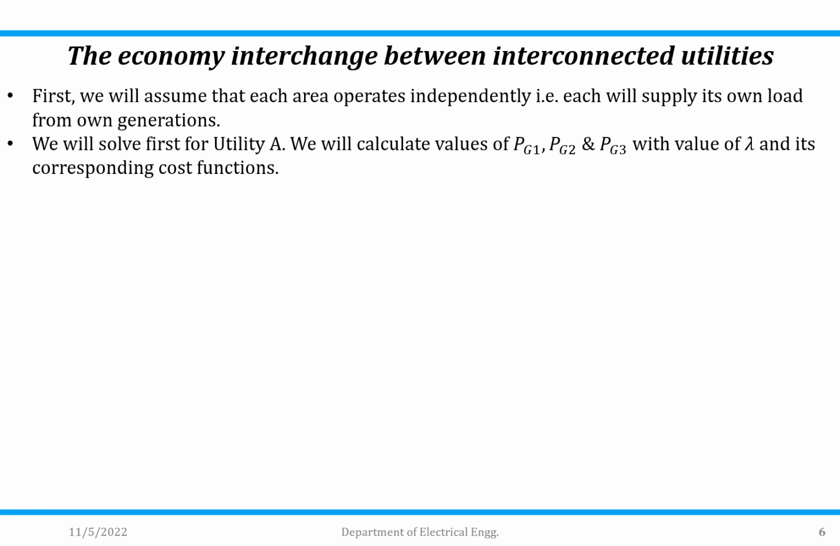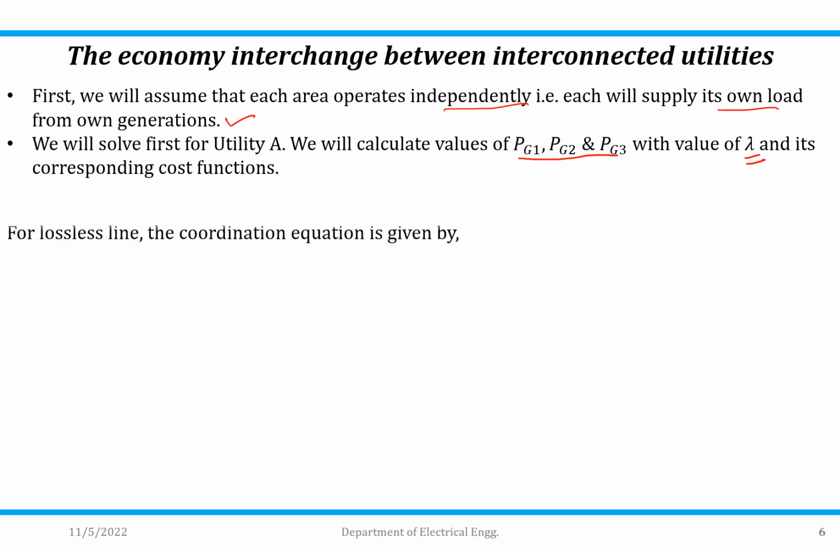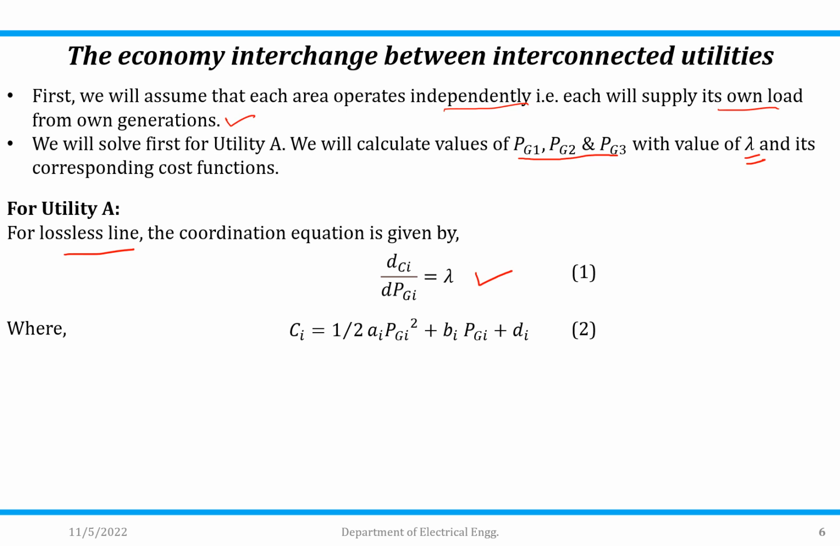So first we will assume that each area operates independently, that is, each will supply its load from its own generators. So we will go for utility A first. As we know there are 3 generators, so we have to find PG1, PG2 and PG3, and for that we have to find the value of lambda, that is the Lagrange multiplier, and its corresponding cost function. For utility A, the coordination equation for the lossless line is dCi upon dPGi equal to lambda. We have gone through this equation in unit number 5, economic load dispatch. Consider this as equation number 1.